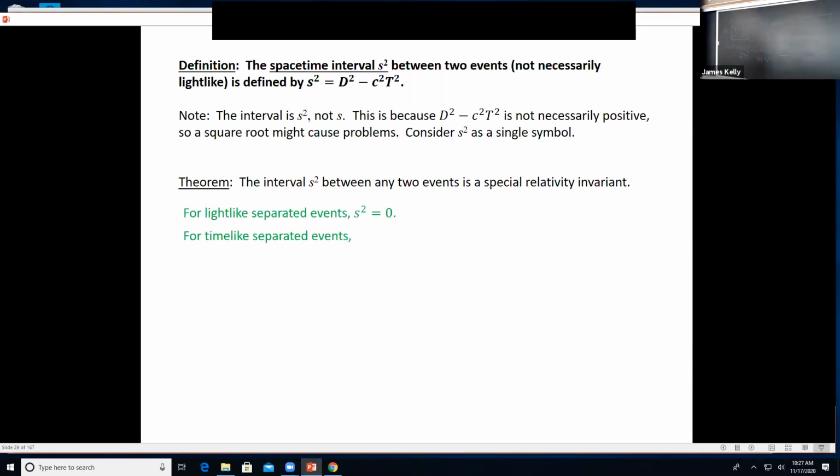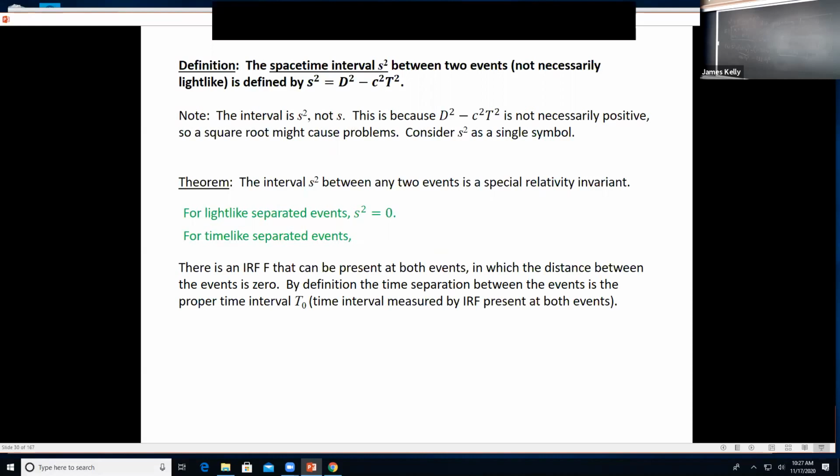Okay, so we've already found out, we showed on the other page that d squared minus c squared t squared, if the events were light-like separated, their interval was 0 between them. D squared minus c squared t squared was 0. That was the whole motivation for making that definition. For time-like separated events, we know that if two events are time-like separated, it's possible for some person or IRF to move between the two events and have the two events happen at the same location for them.